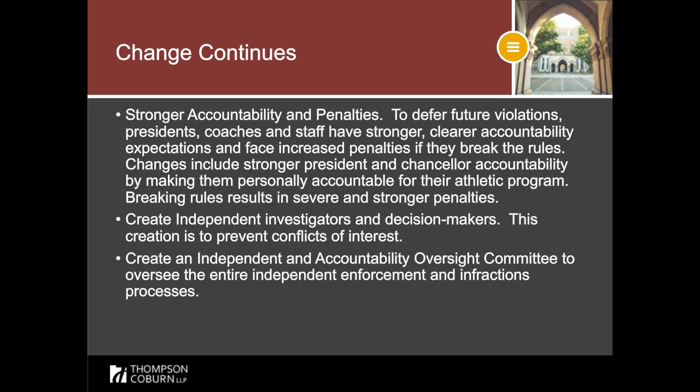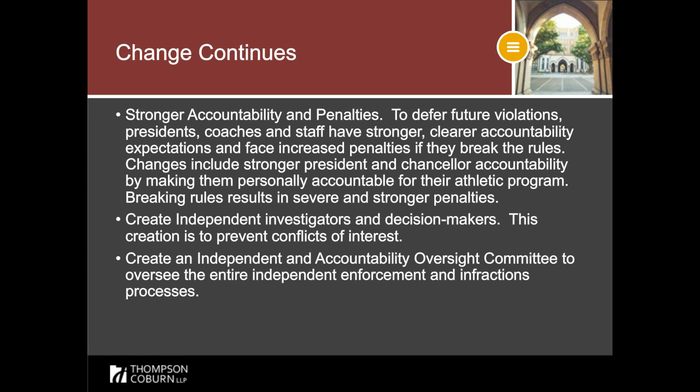They adopted creating independent investigators and decision makers on violation cases. And this was, as I talked about earlier, to prevent the conflict of interest of having one school judging another. And they wanted to create an independent accountability oversight committee to oversee the entire independent enforcement and infraction process. Most of these independent investigative changes are going to take place starting August of 2019.